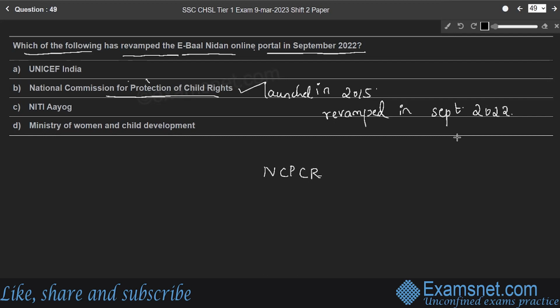The National Commission for Protection of Child Rights was set up in March 2007 under the Commissions for Protection of Child Rights Act 2005, an Act of Parliament, right? It is a statutory body under the administrative control of the Ministry of Women and Child Development, Government of India.